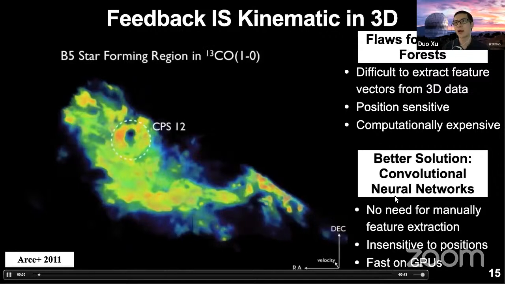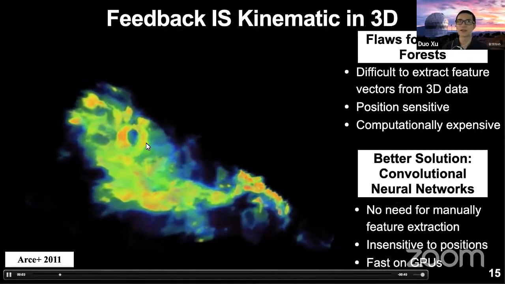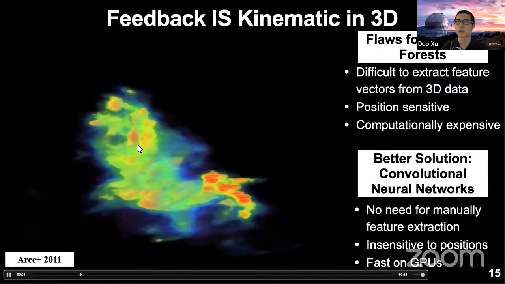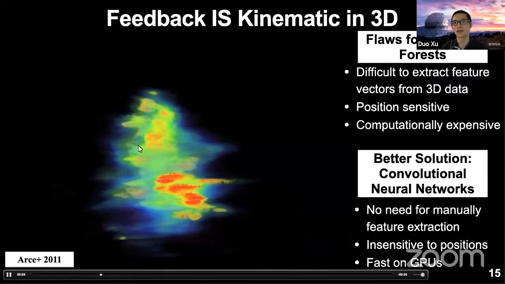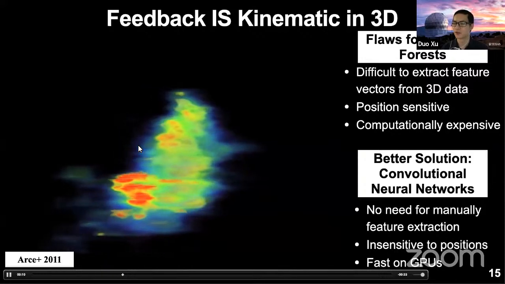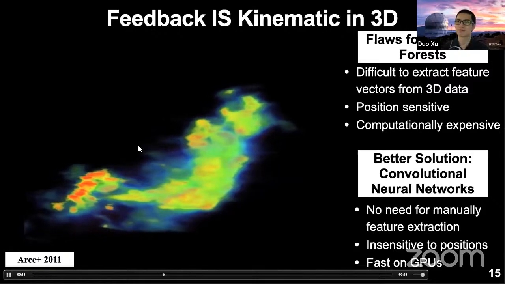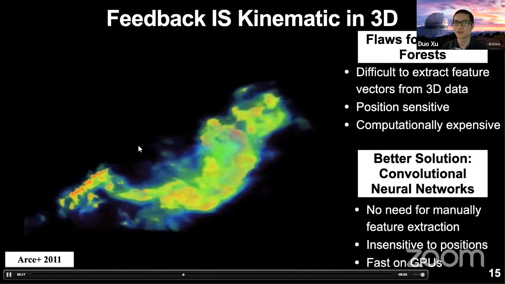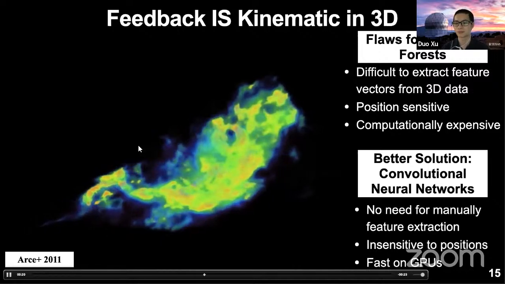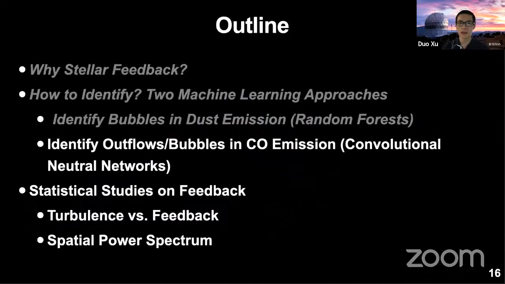We use a convolutional neural network to extract where the bubble is in 3D data. A convolutional neural network is really fast, needs no manual feature extraction, and is not sensitive to the position of bubbles. I will introduce our new method using a convolutional neural network to identify bubbles and outflows in molecular line emission.